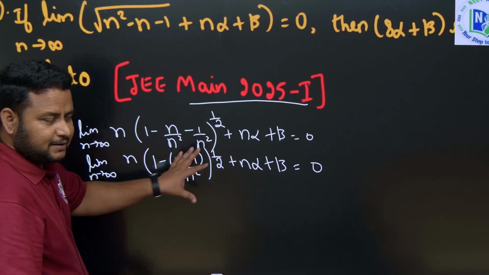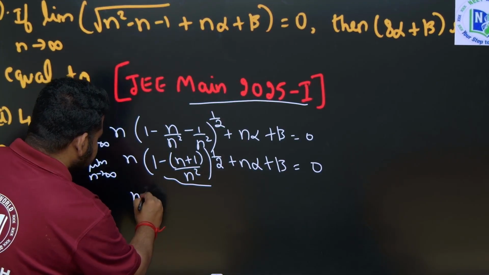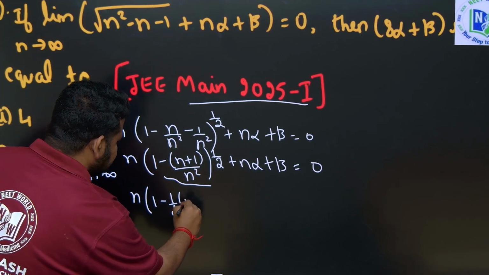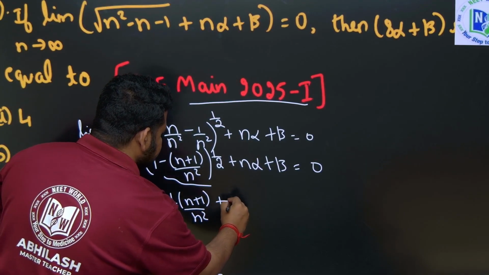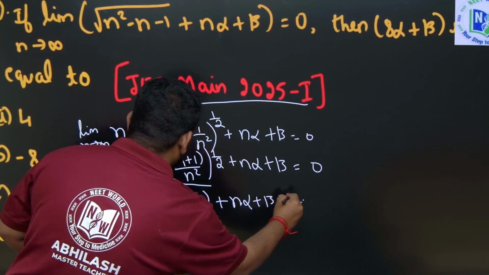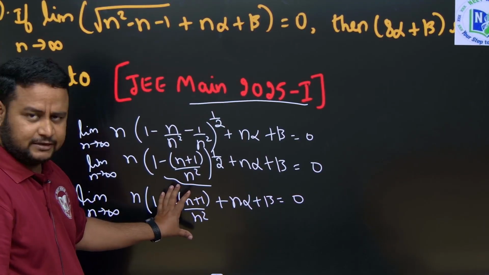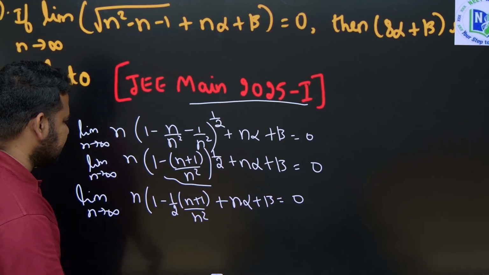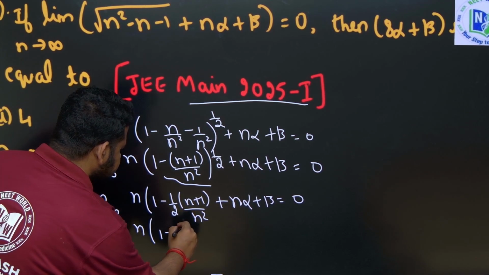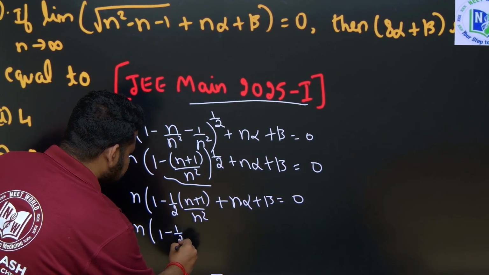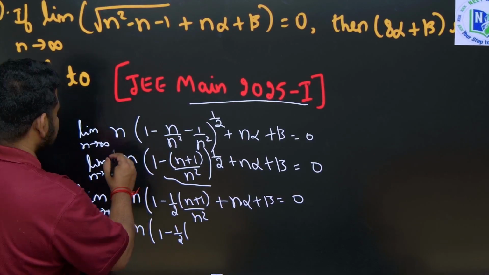Now by applying binomial approximation, this 1 by 2 will come here. So what will happen? n into (1 minus 1 by 2 into (n plus 1) by n square) plus n alpha plus beta is equal to 0, limit n tends to infinity. Now I will do further simplification here. Let it be n times 1 minus 1 by 2.